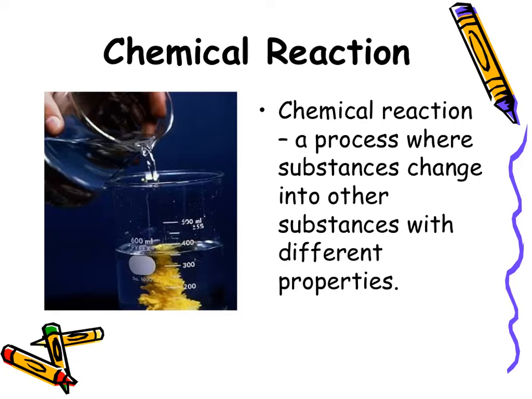Chemical changes indicate that a chemical reaction has happened, and a chemical reaction is anytime we have substances that are changing into other substances. So the example in this picture, we have potassium chromate mixing with lead acetate, and we get a yellow precipitate.